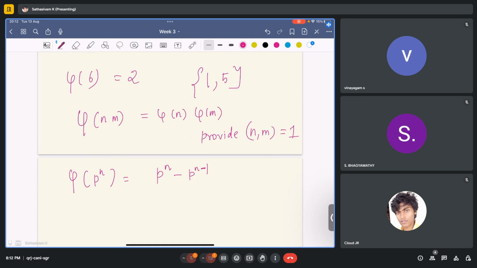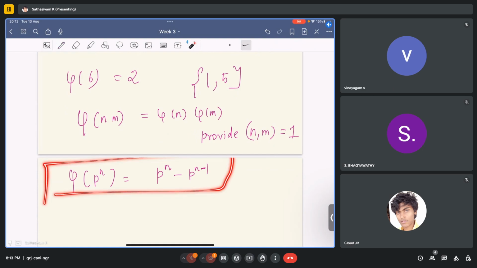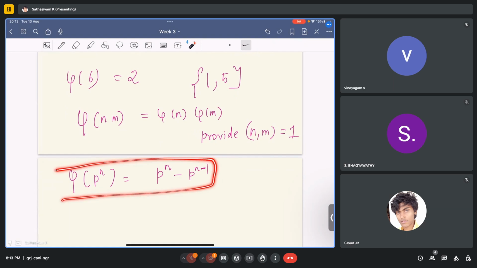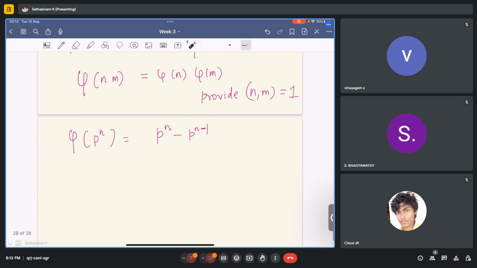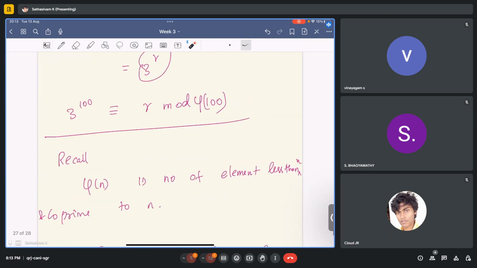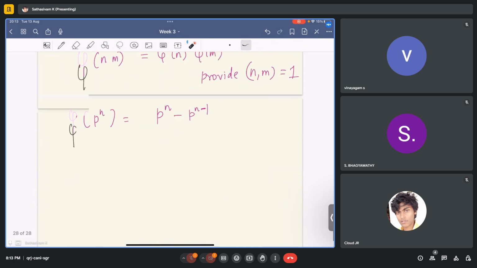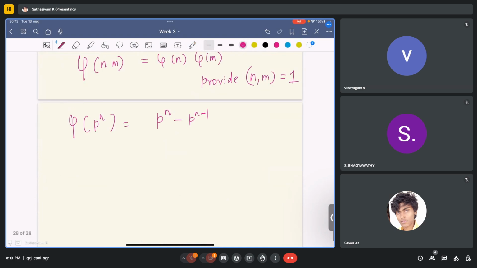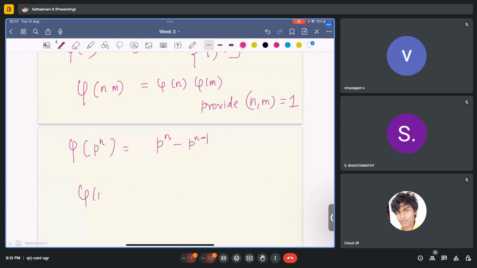Okay, so this you can compute it. It's not hard, but anyway, I will just assume it for now. Okay, so let's compute phi of 100 here. So if it is coprime, I can split, right? 100 I will write as 25 into 4 so that it will be coprime. 25 times phi of 4.